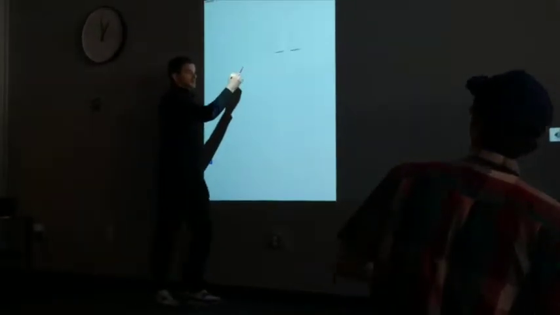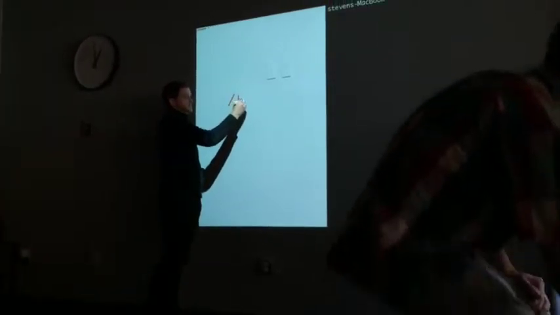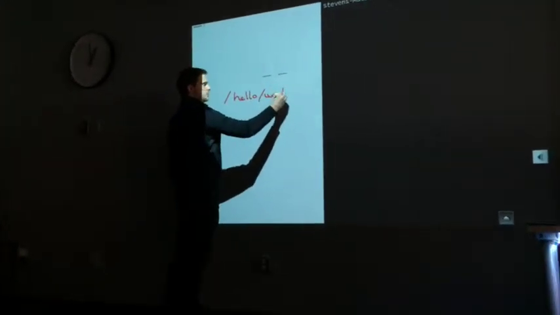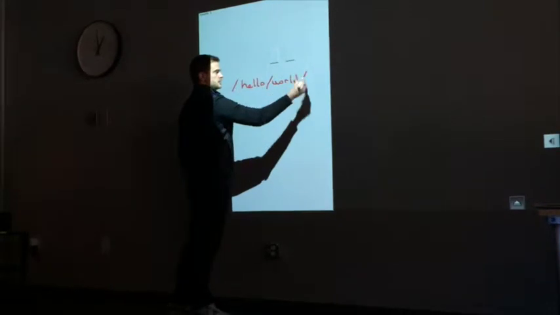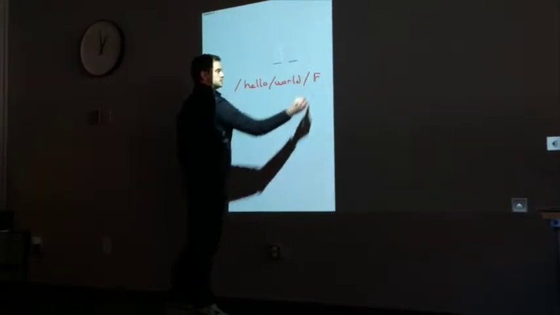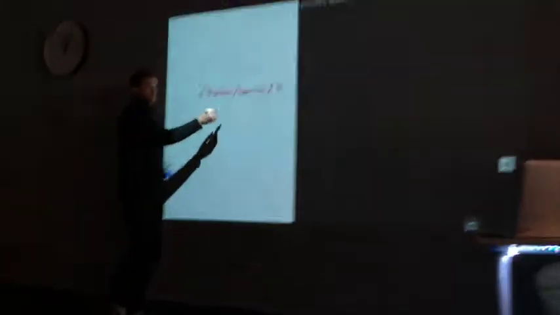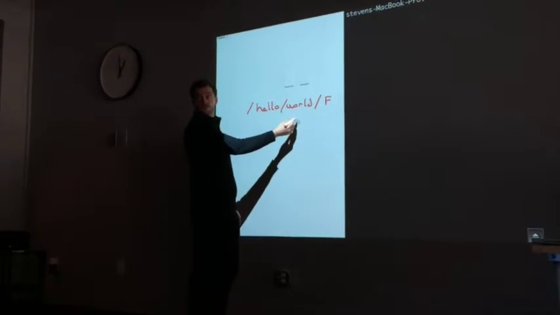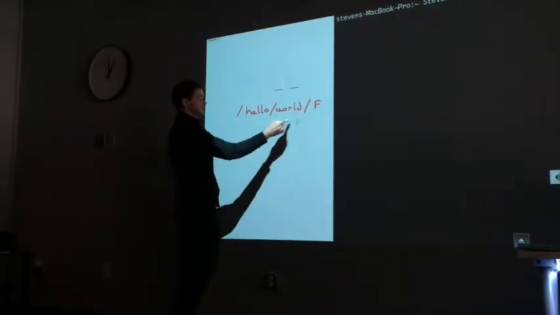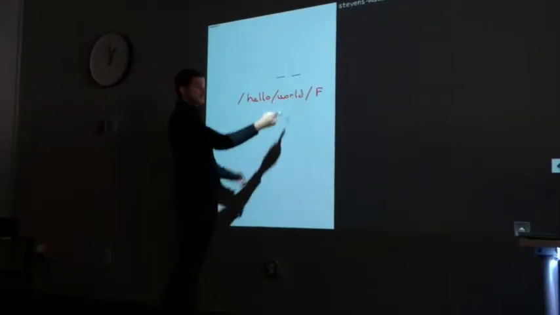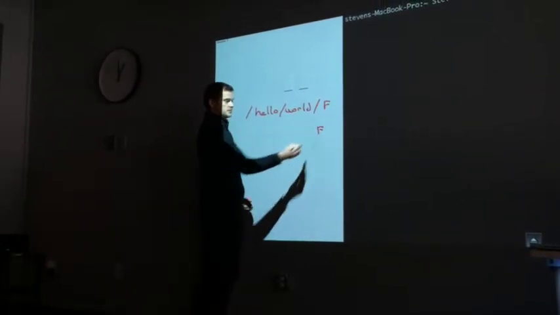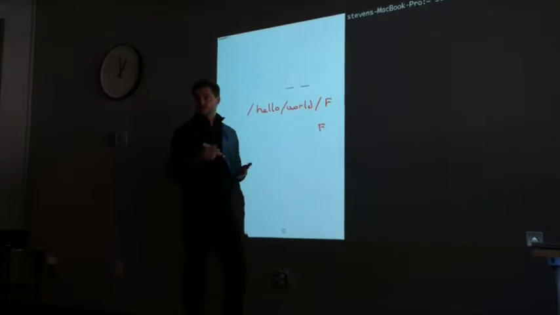So I have a file which is in slash hello slash world, and it's called F. Now, if my current working directory is world, so I'm inside world, and I type pwd, I'm going to see this. Then you can say look for F, because by default it's going to start at where you are.